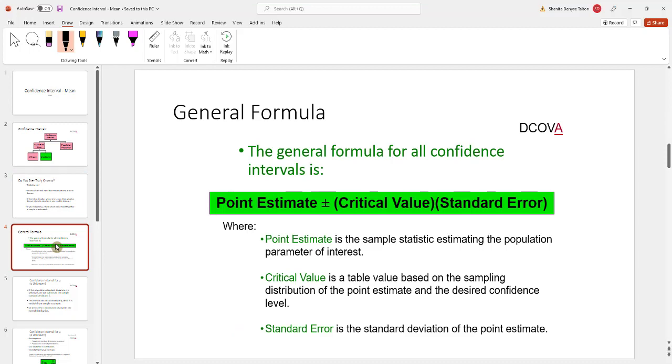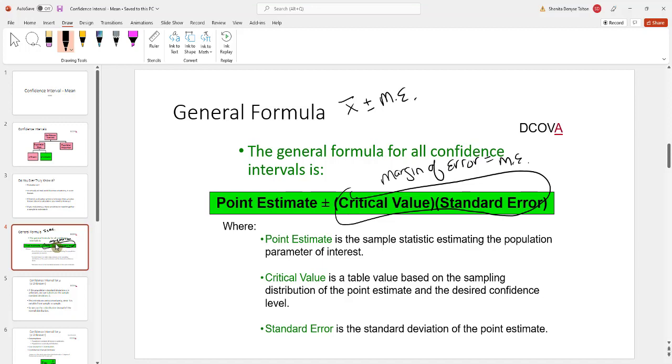The general formula for all confidence intervals is the point estimate plus or minus the critical value times the standard error. If you watched my other video, this would be the margin of error, or ME. As we said, the point estimate can be X bar, and then we add and subtract the margin of error. So this is the actual formula: the point estimate plus or minus the critical value times the standard error.